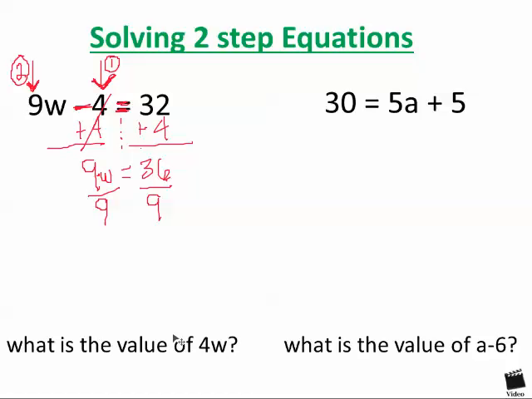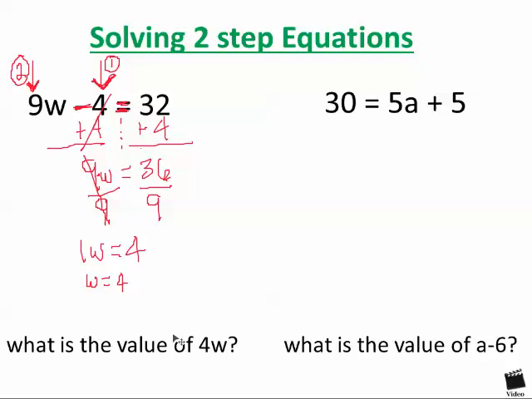9 over 9 reduces to 1, telling me I have 1 W left, or W left. I don't have to put the 1 in front of it. I know the coefficient is 1 when I don't put it on there. And then on the other side, 36 divided by 9 is 4. So what do I know? I know W is equal to 4.